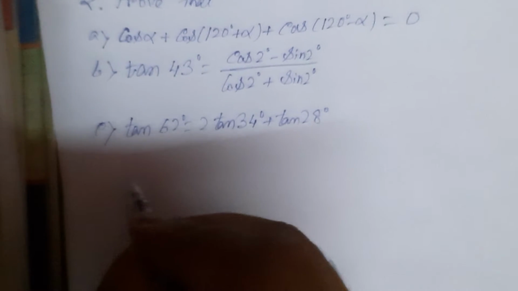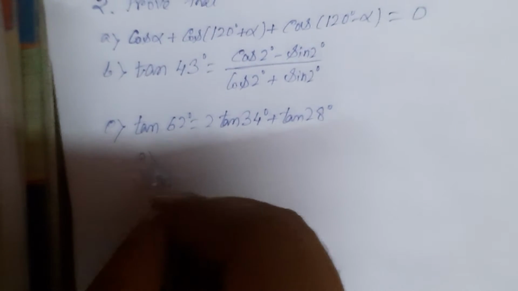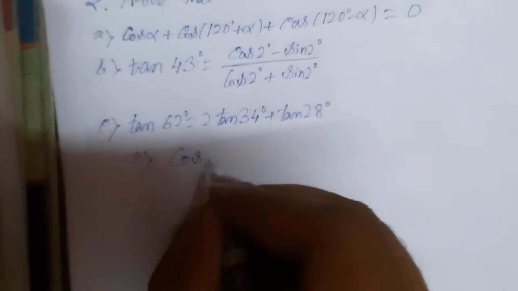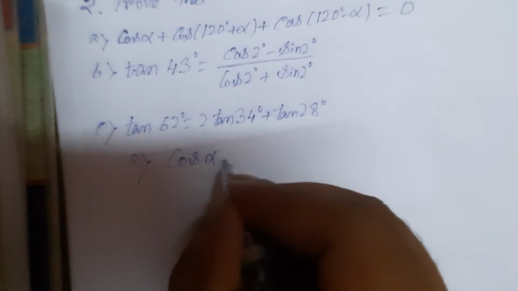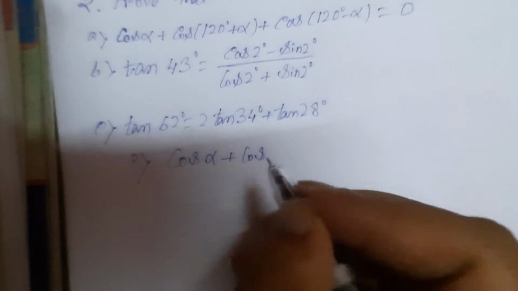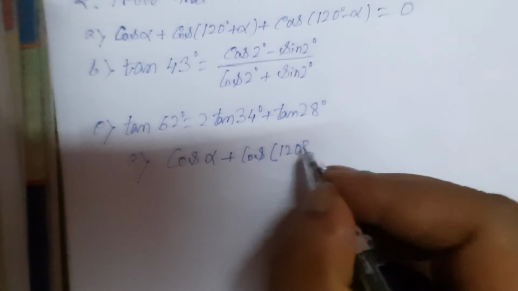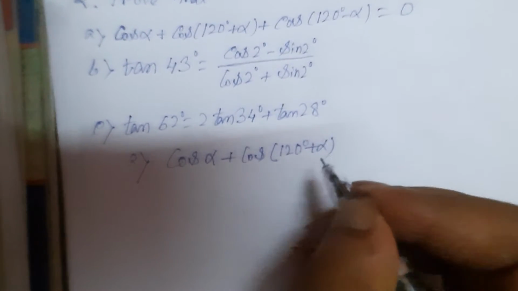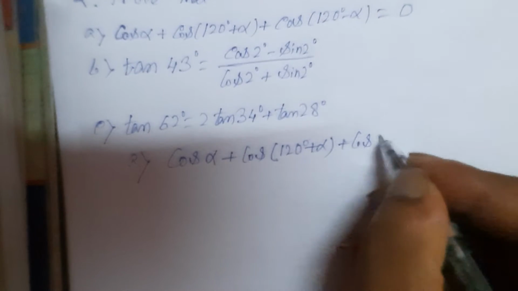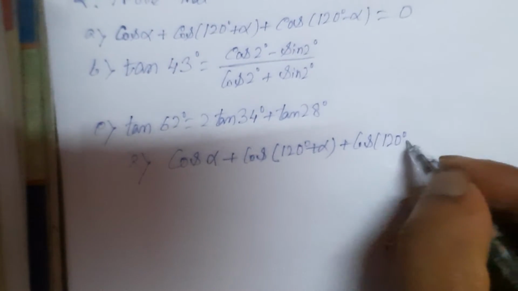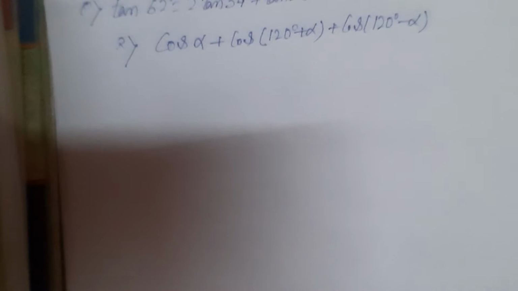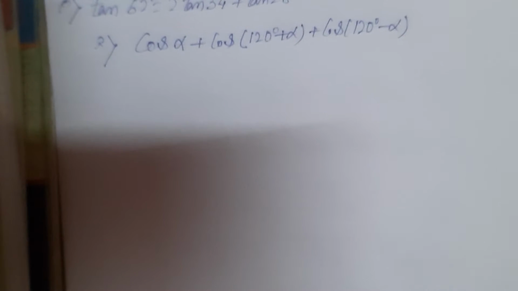Now move to the second set of problems. For this, we take the first one: cos alpha plus cos of 120 degree plus alpha plus cos of 120 degree minus alpha. Consider this problem at first.